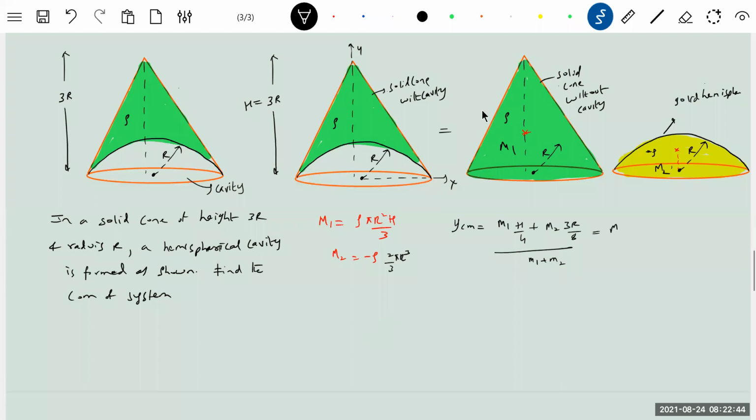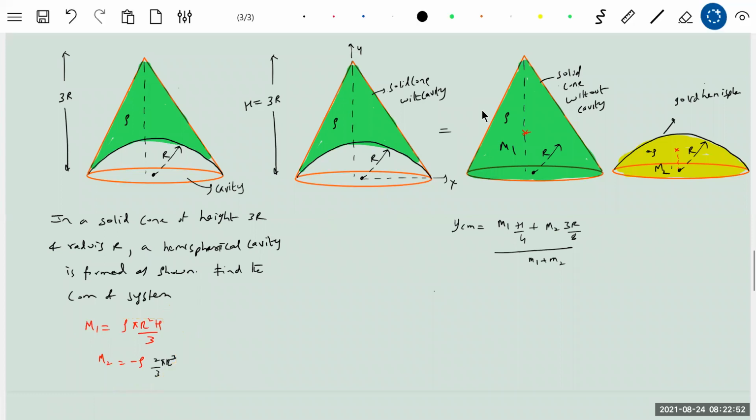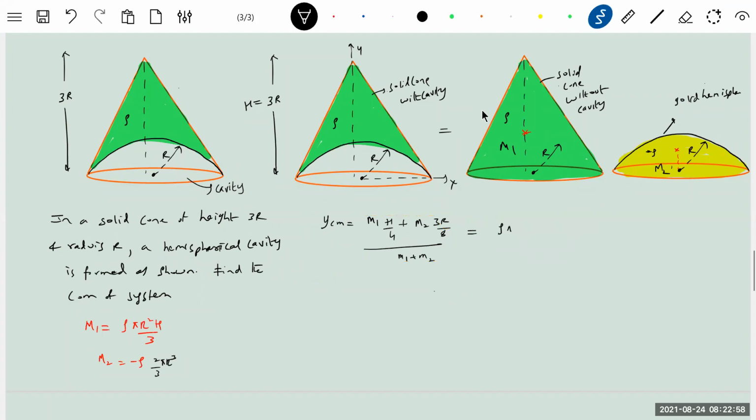Okay, now substitute all the values. What is m1? Now we'll go for calculation. m1 is rho pi r square h by 3, and this is h by 4. m2 is minus rho 2 by 3 pi r cube, with 3r by 8. So the numerator is rho pi r square h by 3 times h by 4, minus rho 2 by 3 pi r cube times 3r by 8.